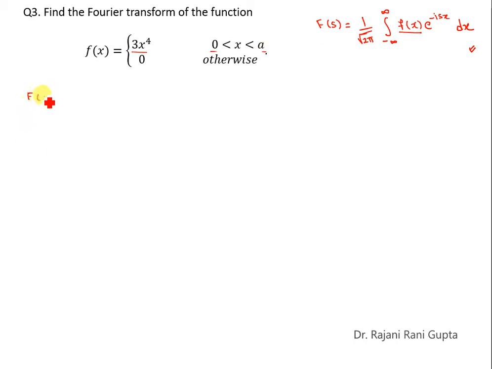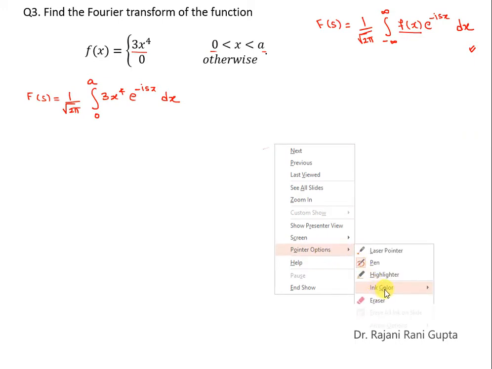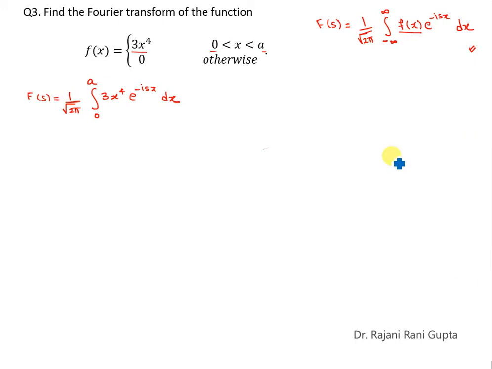So we get F(s) as 1 over square root of 2 pi integral, limit from 0 to a. Here again a is a constant, 3x⁴ e^(-iota s x) dx. Again under the integration two terms are in multiplication and it's not possible to combine them into one term. So we have to integrate it by parts. As one of the functions is algebraic, we can use this concept. We select this function for derivative and another function for integration.